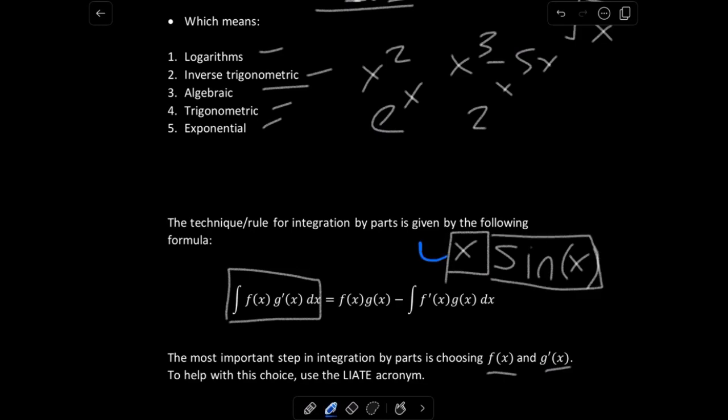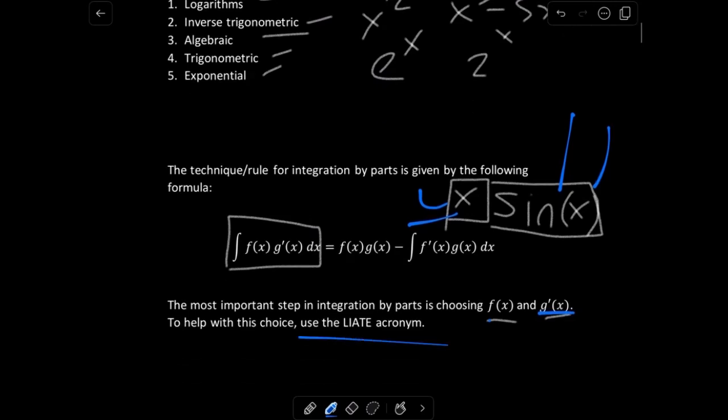So this one could be f and this one could be g prime, or this one could be g prime and the sine x could be the f function. So that's the most important step in by parts, choosing which function is going to be the f function and which function is going to be the g prime function. And to help with this choice, we are going to use the LI8 acronym. There's a reason why I taught you that.